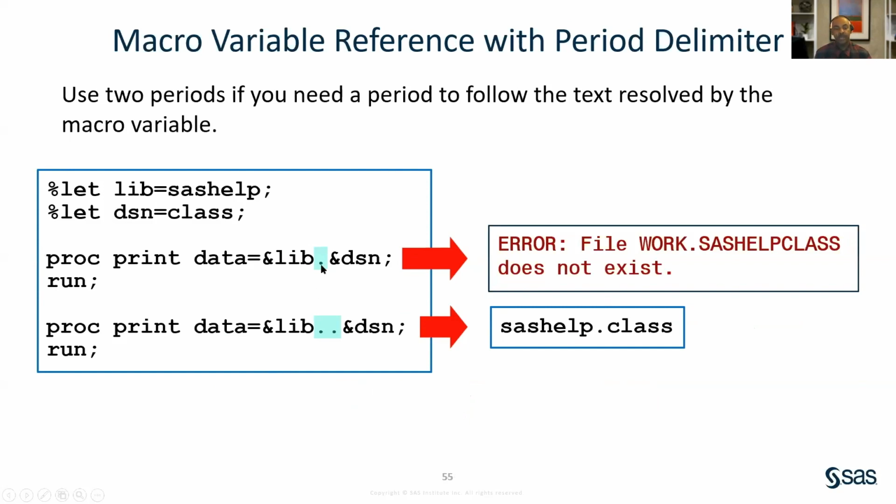What if you need a dot between text? For example, let's say that I substitute the library as SAS help, and I want class after that. Well, the problem is ampersand lib dot resolves to SAS help, and ampersand DSN becomes class. So if you're trying to print that data set, it looks as if it's in the work library, work.SAShelp class. The appropriate way to deal with this is to put 2 dots. The first dot will be treated like a delimiter, and the second dot will remain there as text, and it works.